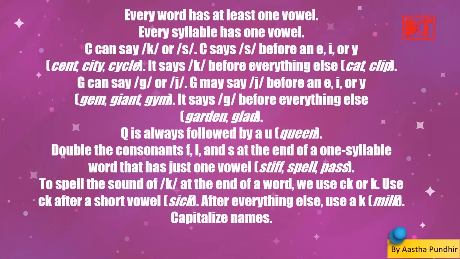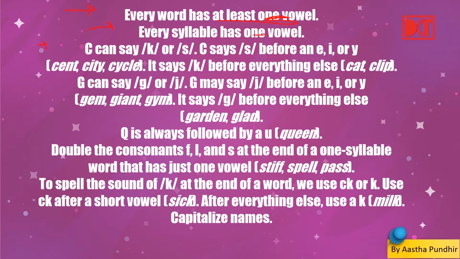Okay, now here I have a few rules for spellings. This is not comprehensive, this is not complete. These are just few basic rules of spellings जो पता होने चाहिए. For example, every word has at least one vowel. Alright, and every syllable has one vowel. Then C can be said K or S, like here you see.